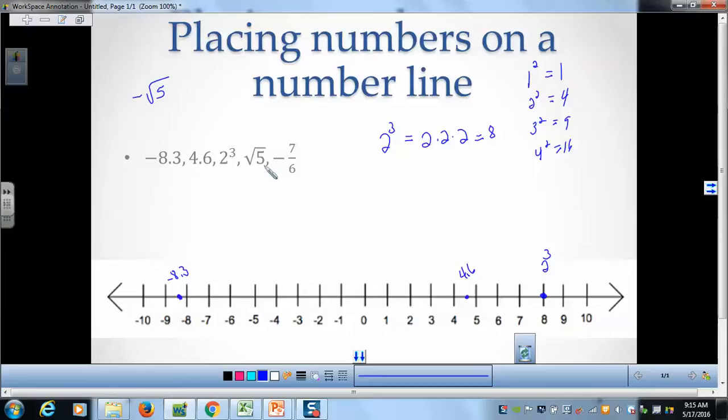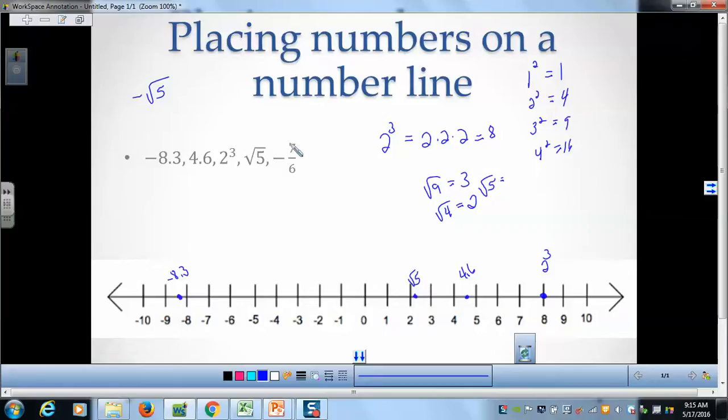Now, 5 is between 4 and 9. So the square root of 5 has to be between 2 and 3, because notice, if I took the square root of 9, that would be 3. If I took the square root of 4, that would be 2. So what I know is that the square root of 5 has to be squeezed somewhere in the middle here. And notice 5 is closer to 4, so the square root of 5 is going to be closer to 2. So it's going to be a little bit more than 2, and then we would just estimate the square root of 5 like that.